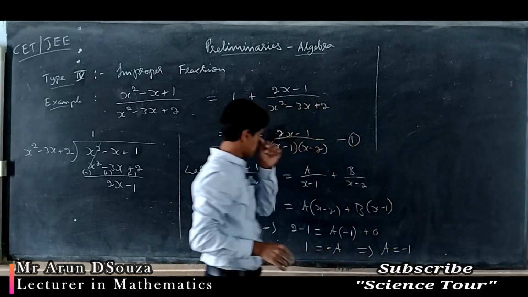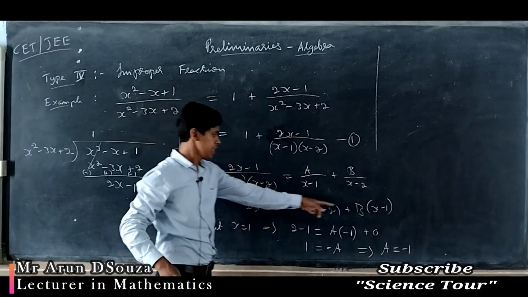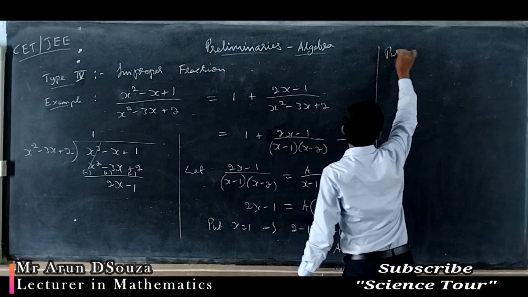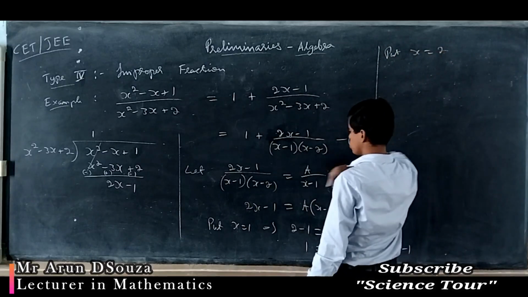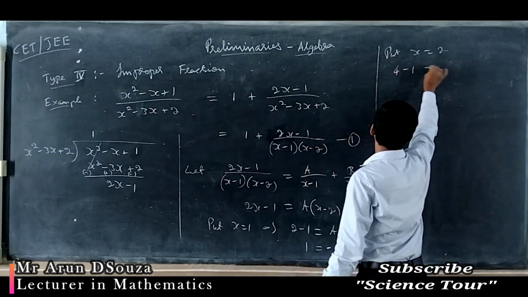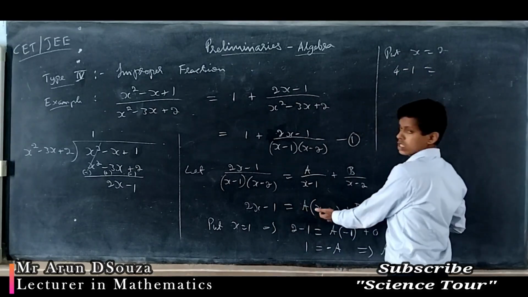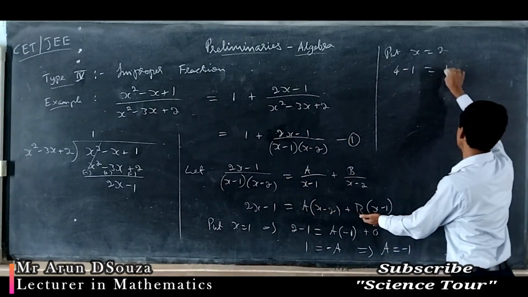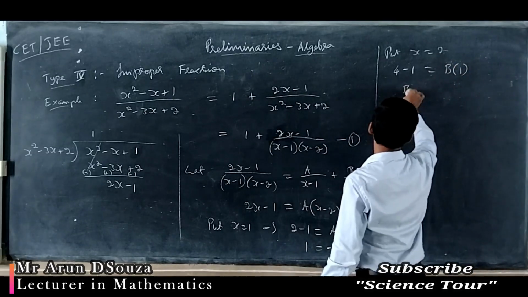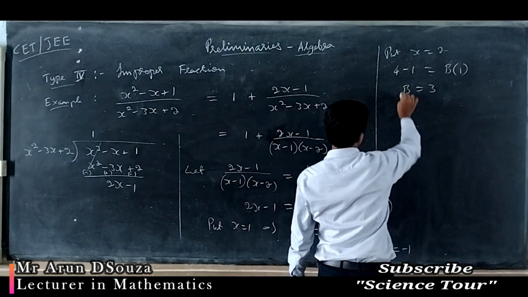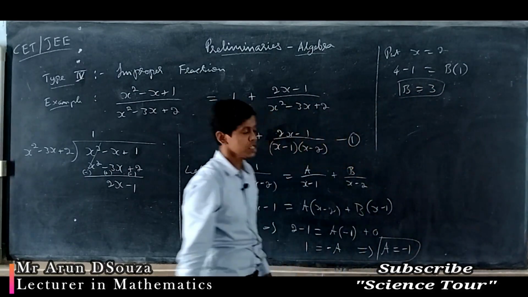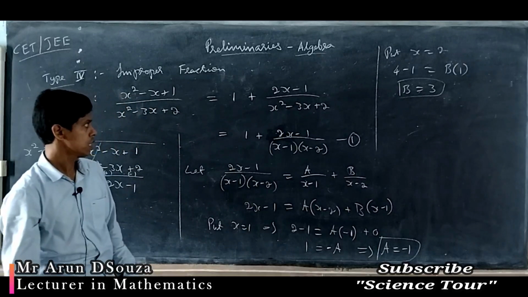Next, I have to find the value of b, so I'll put x is equal to 2, obviously. So when I put x is equal to 2, this will be 2 into 2, 4 minus 1, and when I put 2, this will be 0. So b into 2 minus 1. Okay, so the value of b is 4 minus 1, which is 3. So a is equal to minus 1, b is equal to 3.